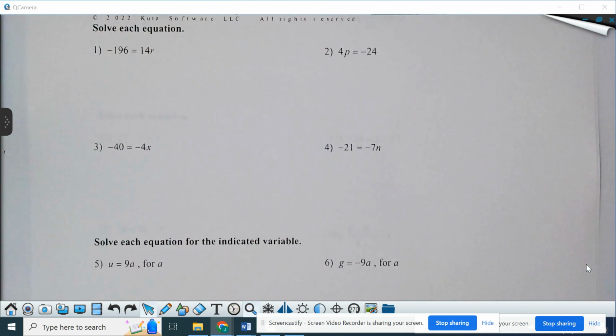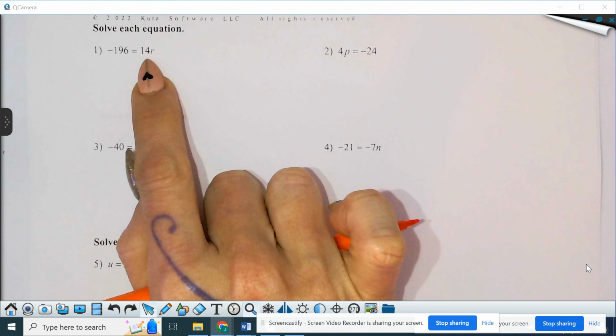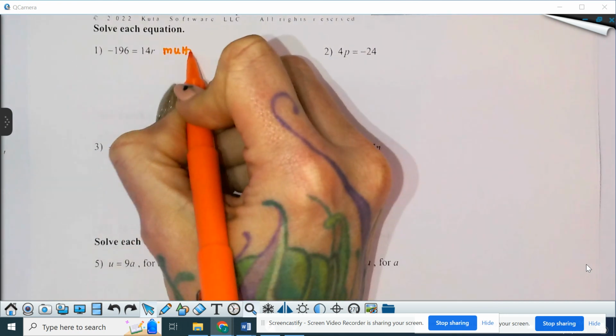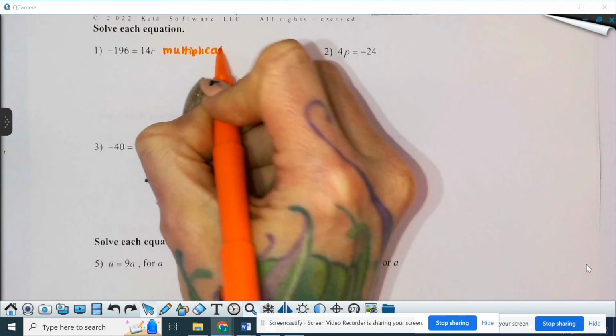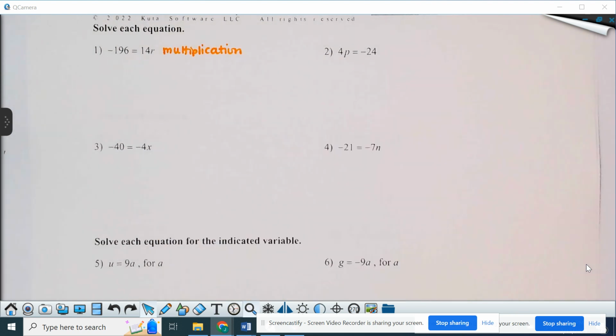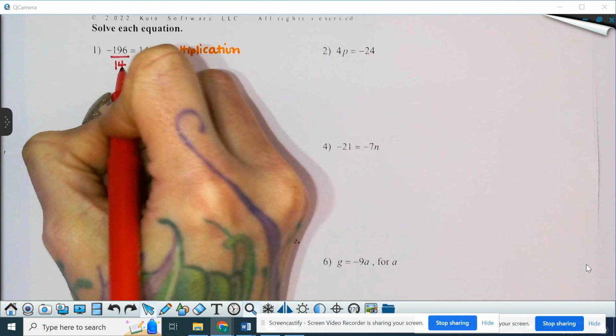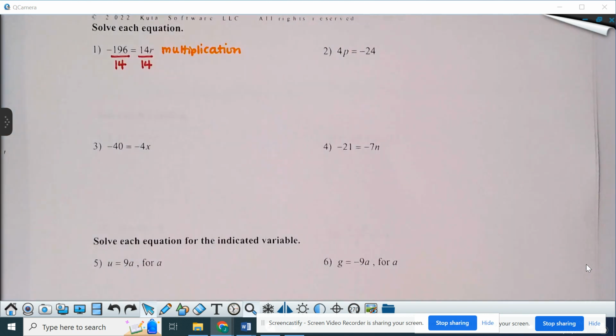We know that 14r is 14 times r. So this is multiplication, and the idea is that you have to use your inverse operation. If I ask you in conversation, what is the inverse of multiplication? Very few of you have a hard time telling me. Super easy. We would divide. So we're going to divide by 14 because that's the inverse of multiplication, and 14r is 14 times r.